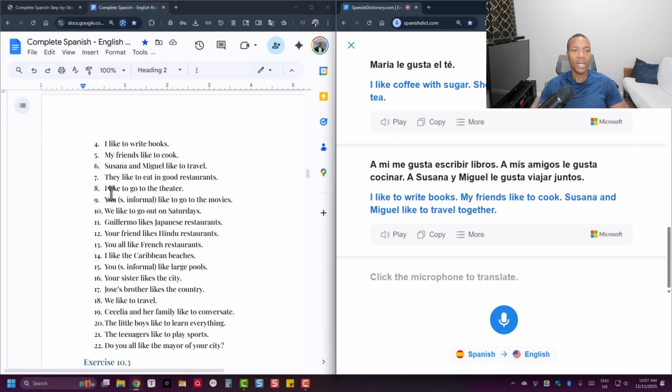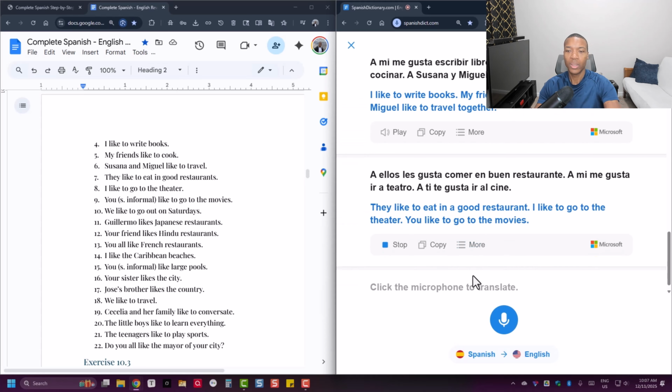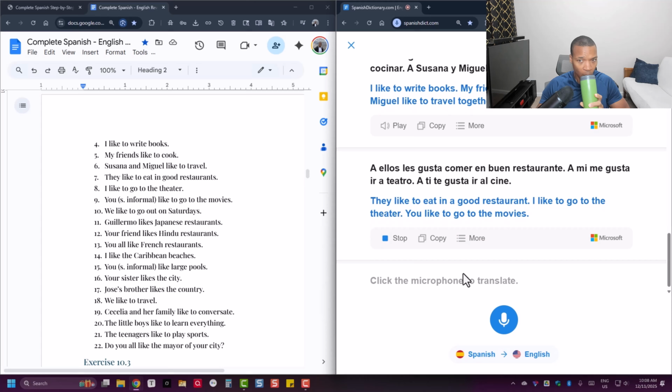All right, 7, 8, and 9. They like to eat in good restaurants. I like to go to theaters. You, informal, like to go to the movies. A ellos les gustan comer en buen restaurantes. A mí me gusta ir a teatro. A ti te gusta ir al cines. They like to eat in a good restaurant. I like to go to the theater. You like to go to the movies.